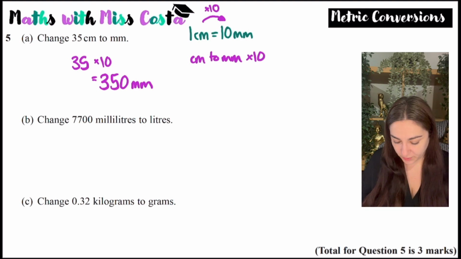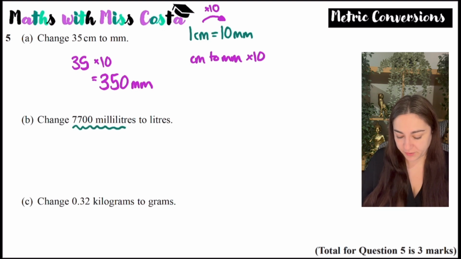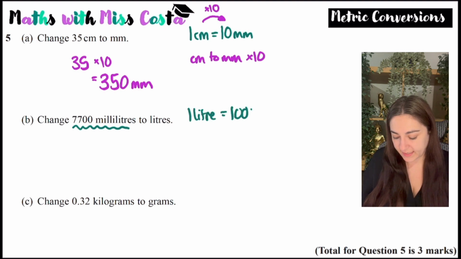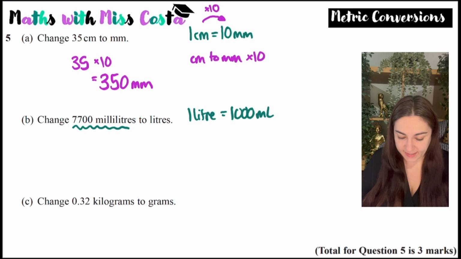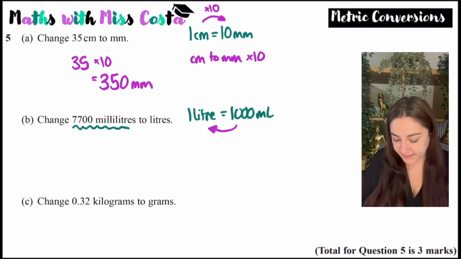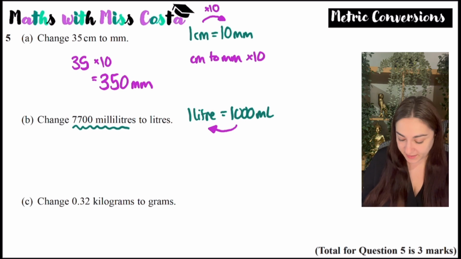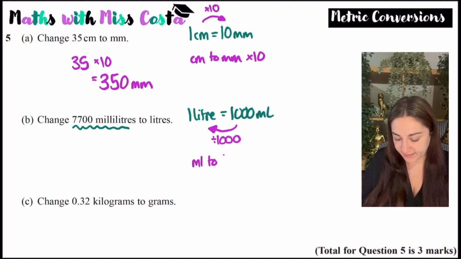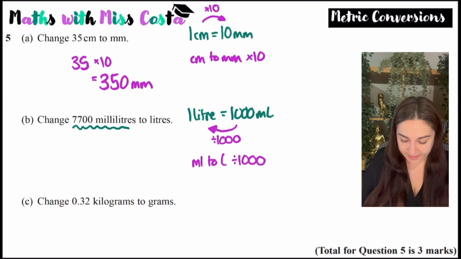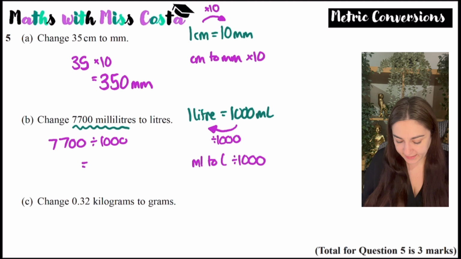Next, I need to change 7,700 millilitres to litres. So the fact I need to know is that 1 litre is 1,000 millilitres, and I'm changing millilitres to litres. So to get from millilitres to litres, what do I divide 1,000 by to get to 1? I divide by 1,000. So to turn millilitres to litres, I divide by 1,000, and 7,700 divided by 1,000 is going to give me 7.7 litres.